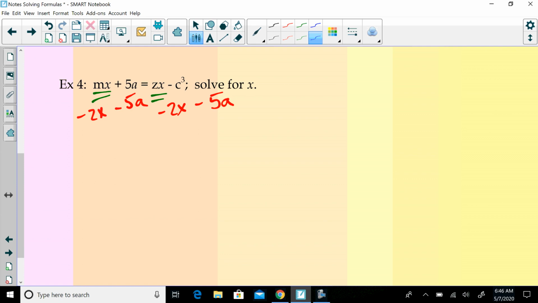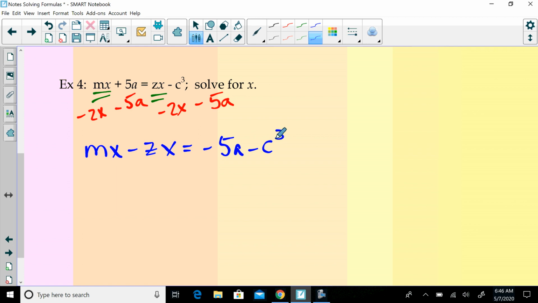And what we're going to end up with is something that looks like this. mx minus zx equals negative 5a minus c to the third. And it's okay, the order is irrelevant. You could have negative c to the third minus 5a. That would be perfectly okay. So now I've got my x terms on the same side.